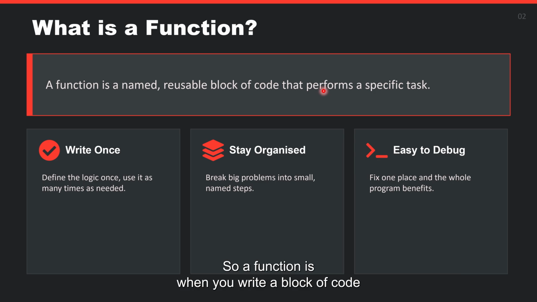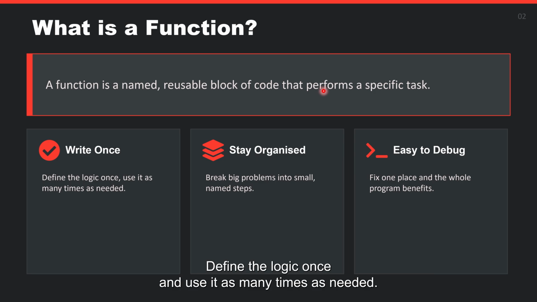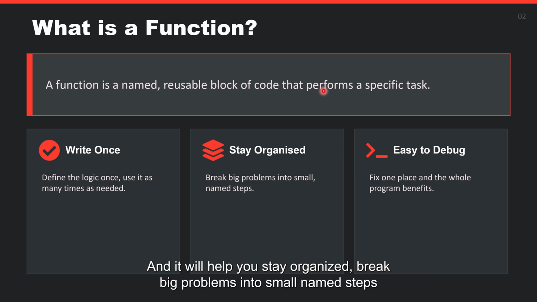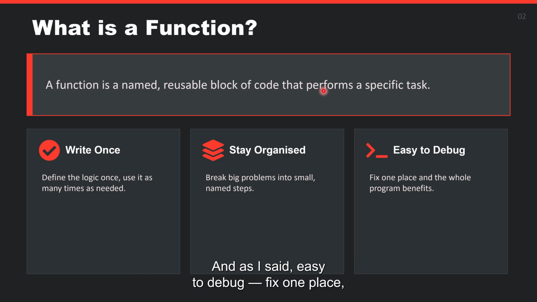What is a function? A function is when you write a block of code and put it in a named container, and then you call it later on to reuse it again and again for a specific task. Like it says down here, write once, define the logic once, and use it as many times as needed. It will help you stay organized and break big problems into small named steps, so that it will be easier for you to go through the code when you are debugging. And as I said, easy to debug. Fix one place, the whole program benefits.